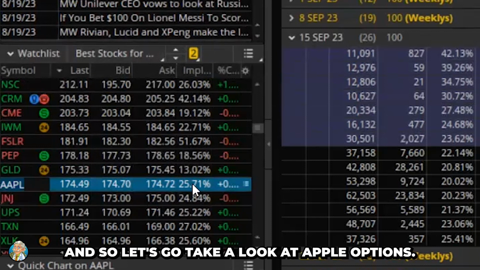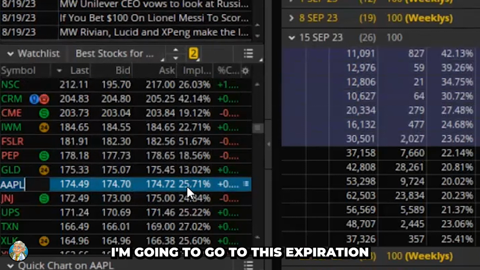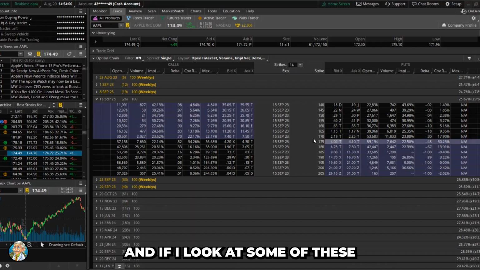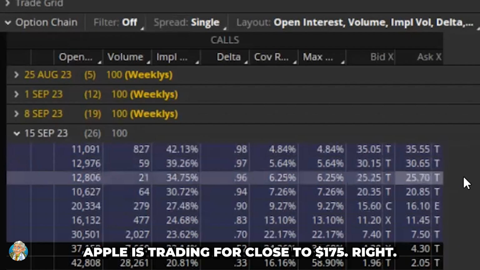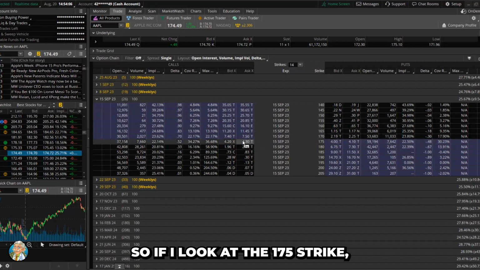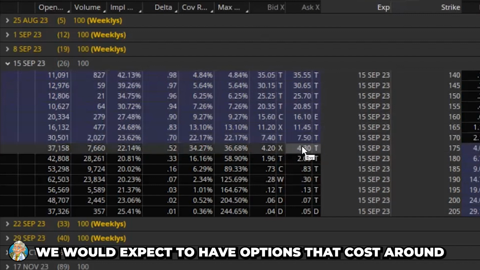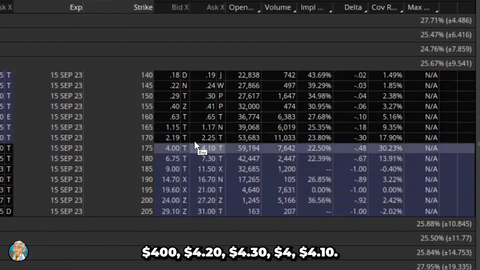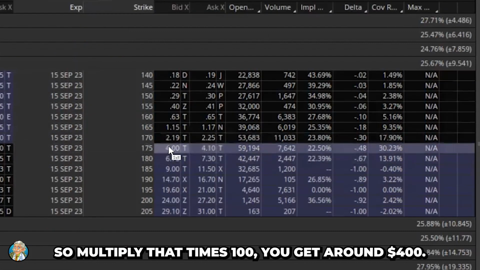And so let's go take a look at Apple options. I'm going to go to this expiration date, September 15th. It's about 26 days to expiration. And if I look at some of these at the money options, right, Apple's trading for close to 175, right? So if I look at the 175 strike, we would expect to have options that cost around $4.00, $4.20, $4.30, $4.10. So multiply that times 100, you get around $400.